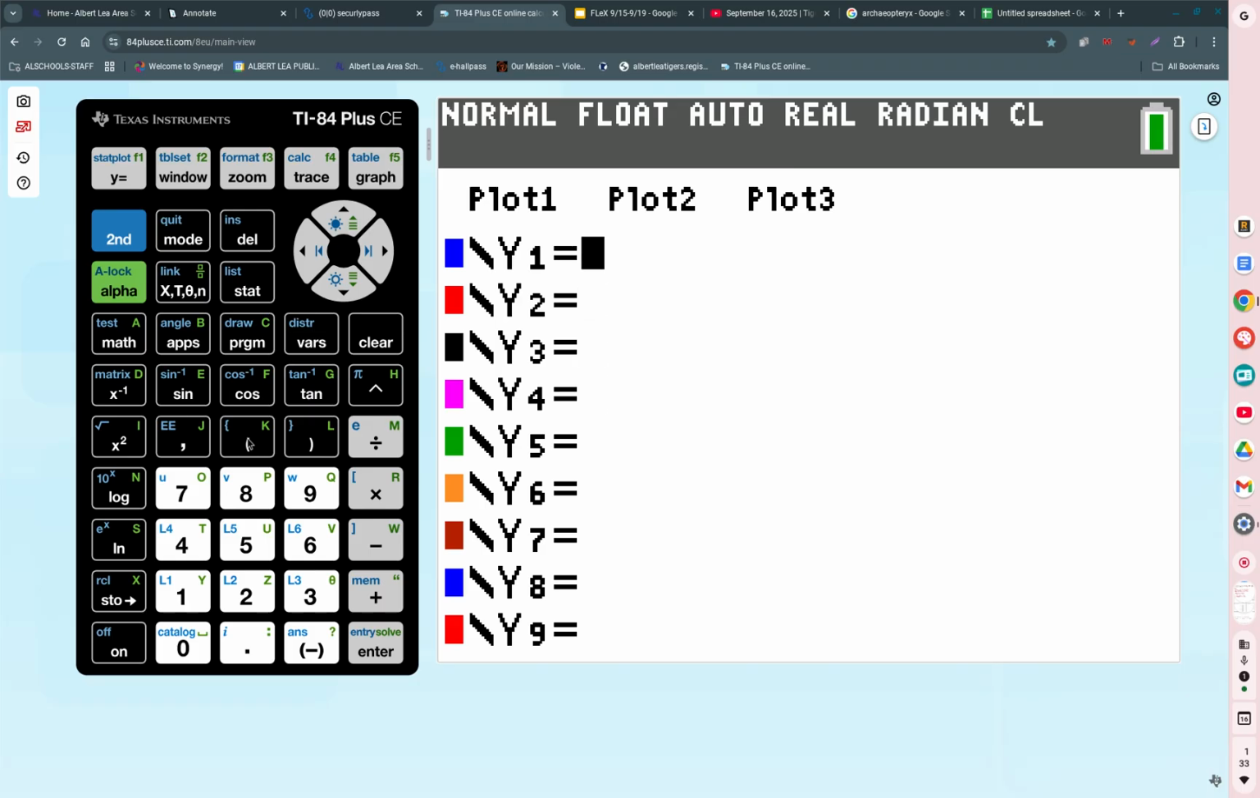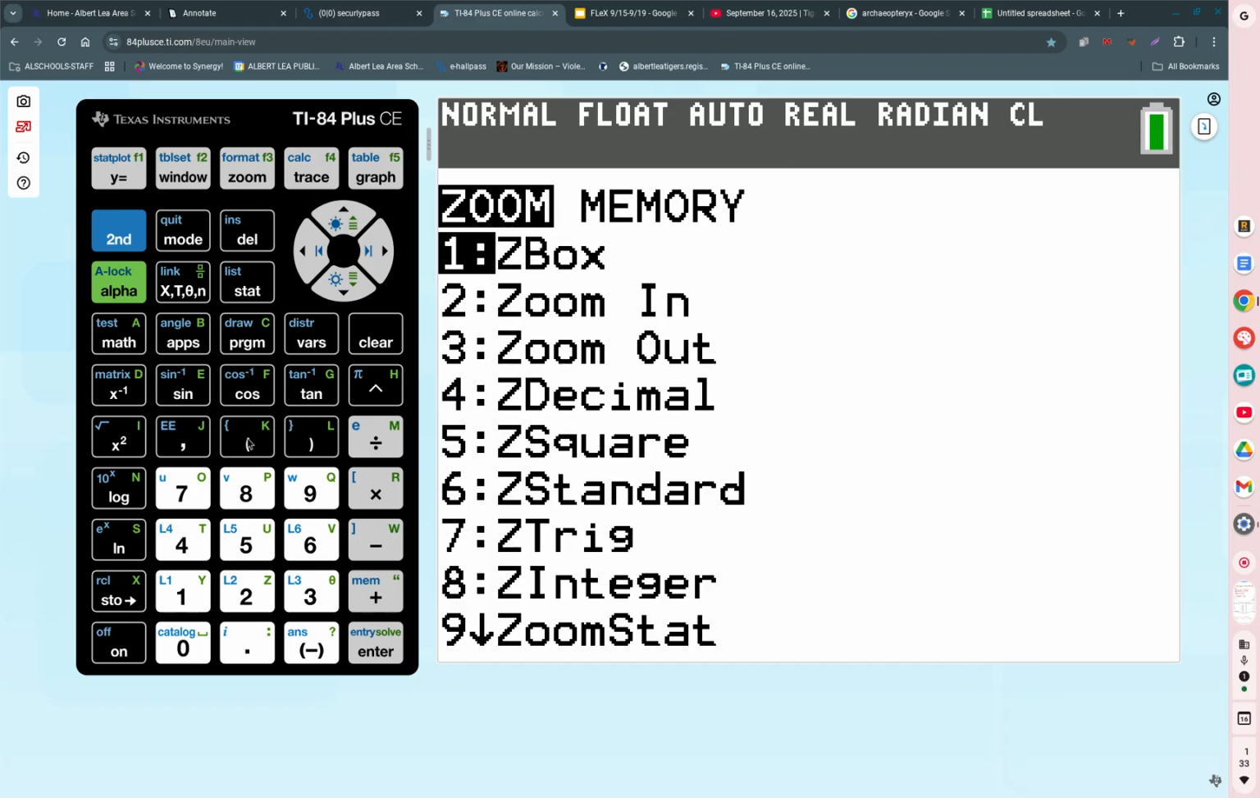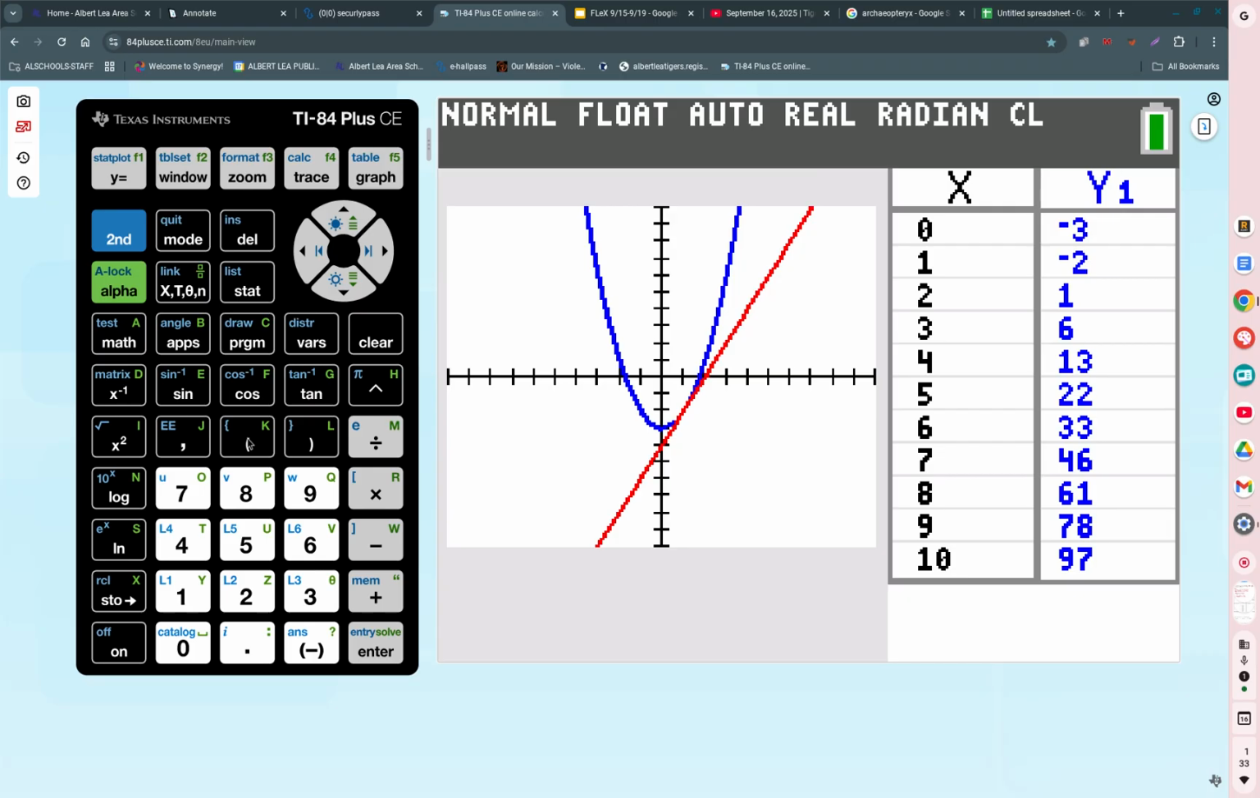And so in my y sub 1, I'm going to put the actual function in, which was x squared minus 3. And then for the y sub 2, I'm going to type in the equation for the line tangent, which was 2x minus 4. And I press graph. And when I do, the question is, do those look like they are tangent to each other? Absolutely. So I know I've done it correctly.